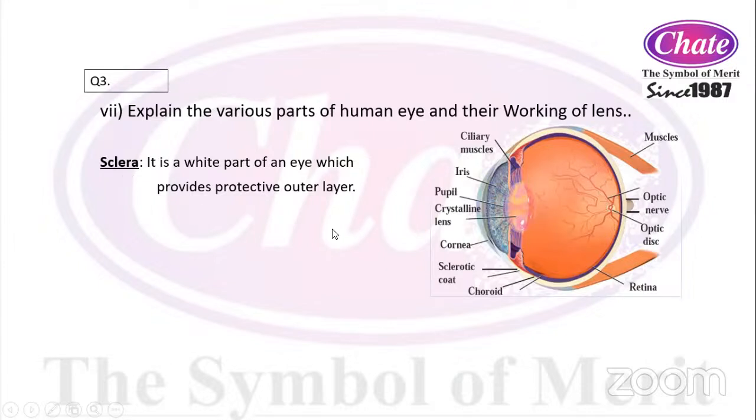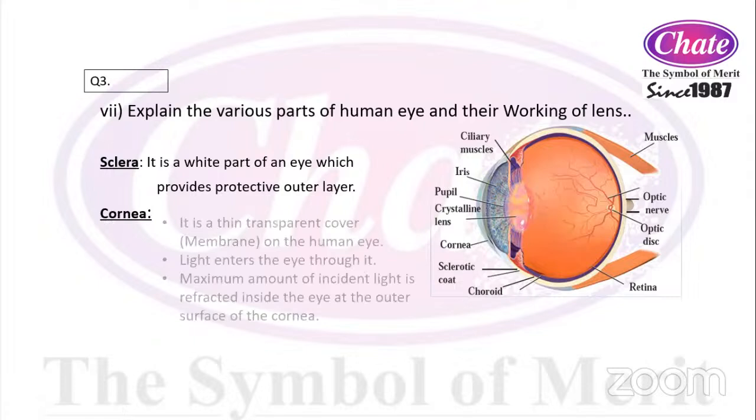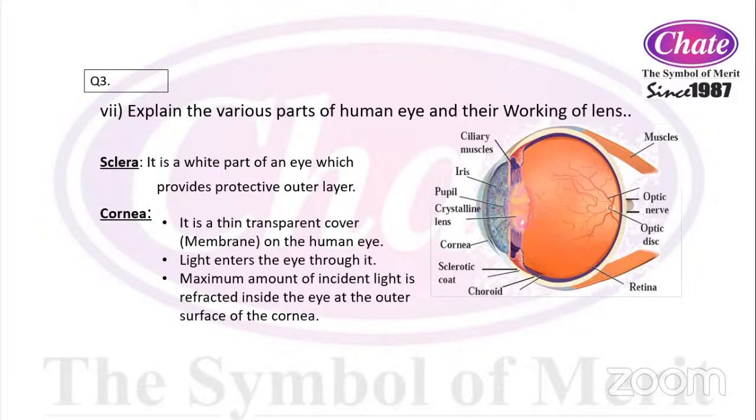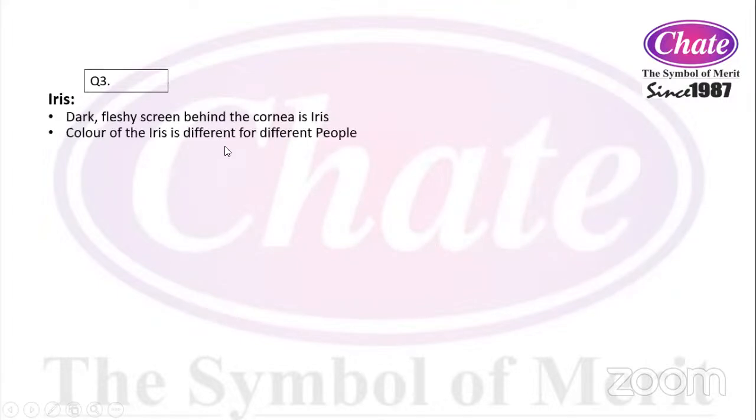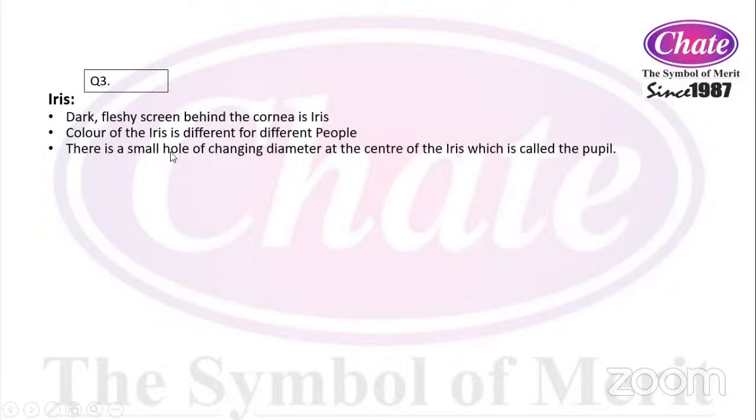It is the white part of an eye which provides the protective outer layer. Cornea is nothing but the transparent cover. Okay, you can see that light enters the eye through it, and maximum amount of light, which is incident light, is refracted inside the eye from the cornea. Then next is the iris. Iris is nothing but the dark fleshy screen behind the cornea. It decides the color of an eye, and there is a small hole of changing diameter at the center of iris, which is called as a pupil.